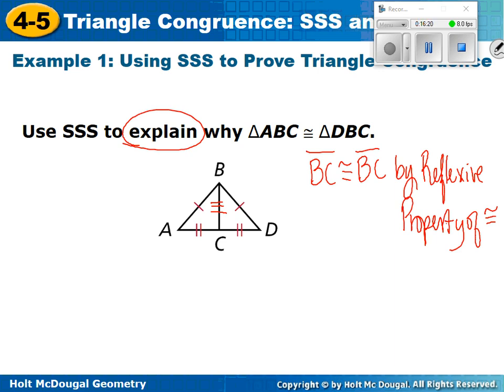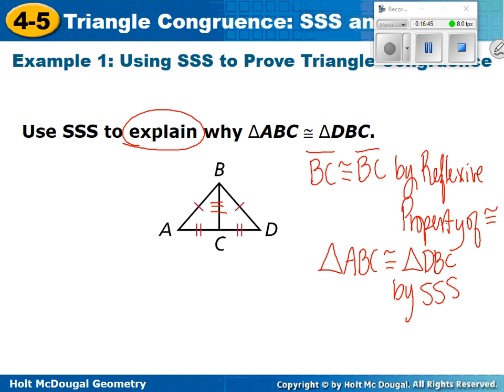That gives us 3 pieces marked congruent, so now why are the triangles congruent? Side, side, side. So you would say triangle ABC is congruent to triangle DBC by side, side, side. You can put the congruent symbol after it. Most books won't. Most of them will just put SSS.